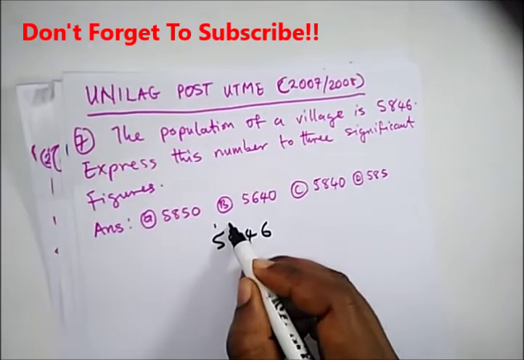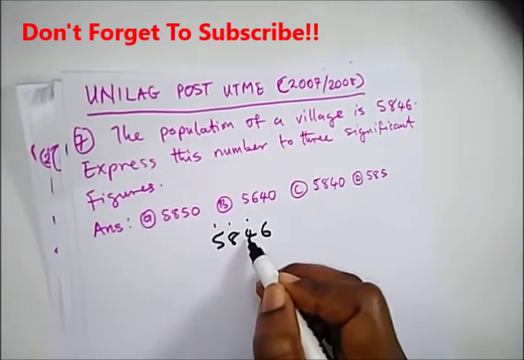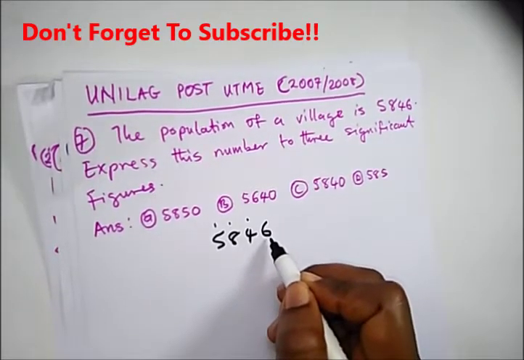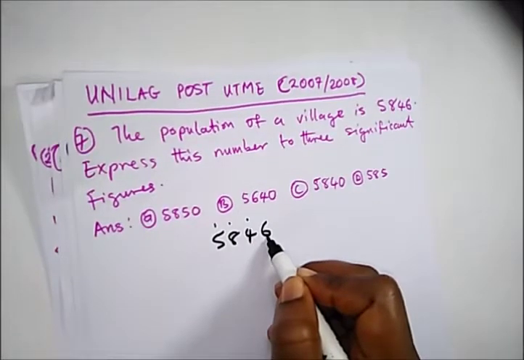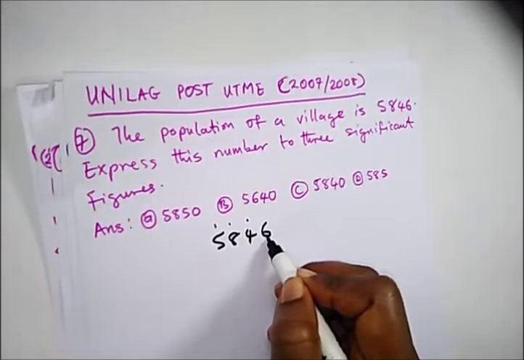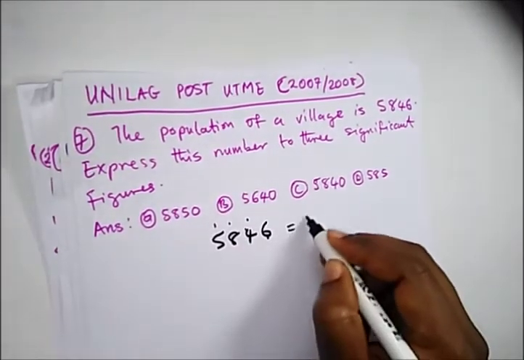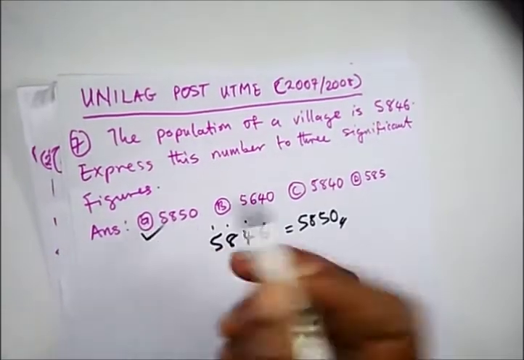Count 1, 2, 3. Can the next number approximate to give us a 5 here? Or better still to explain, is this next number greater than a 5 or a 5? Yes, it is greater than a 5. So we'll carry a 1 and add to this, and we have 5850. So our answer is option A.